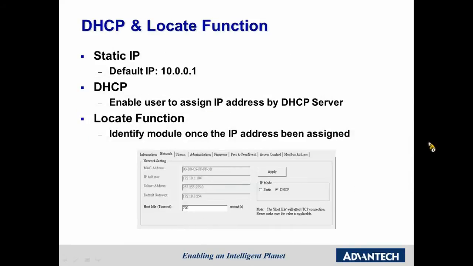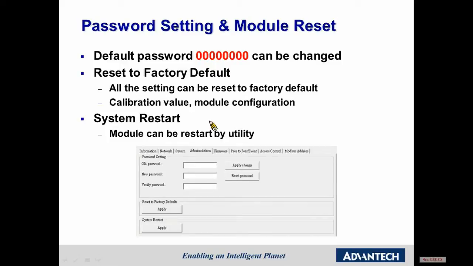The ADAM-6200 series has a couple new features, such as DHCP support, and since you have DHCP support, you need a locate function, otherwise you can't find the module. For the ADAM-6200 series, the default password is 8 zeros, which can be changed, and we also have a reset factory default, which is something new. All the settings can be reset to the factory default, the calibration values, and the module configuration. We also have a system restart, so you can actually cycle power on the module without being near the module and having to do it physically.